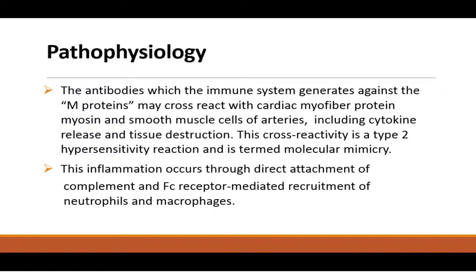So we see release of cytokines and tissue destruction because of type 2 cross-reactivity. The mechanism which we see in rheumatic fever is called molecular mimicry, because of similar M proteins and antigens in normal tissue and in streptococcus.